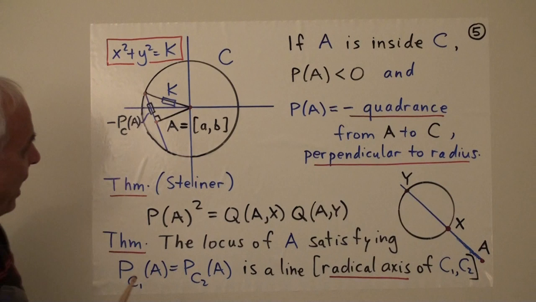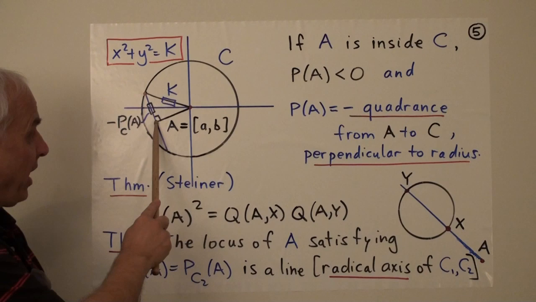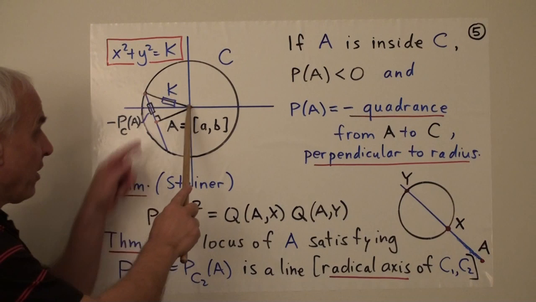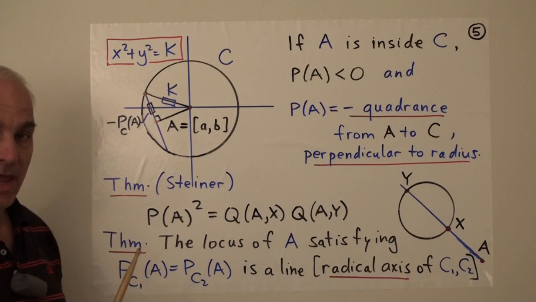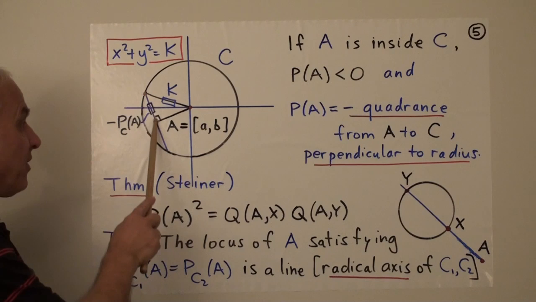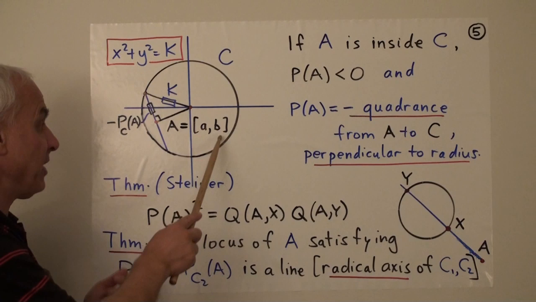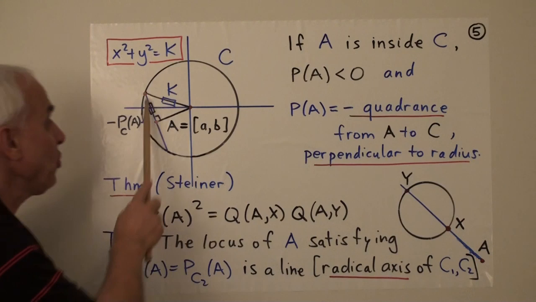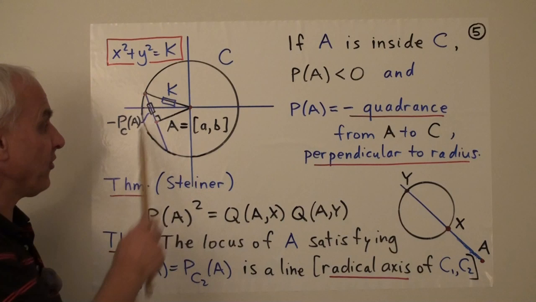And if we have a look at this right triangle here, formed by this radius to the point A, and a perpendicular line to the radius through A, meeting the circle at some other point there, then in this right triangle, this side has quadrance a squared plus b squared. This hypotenuse has quadrance k. So k minus a squared plus b squared will be this quadrance here. And that's negative the power. The power is a squared plus b squared minus k. This thing here is k minus a squared plus b squared. So we see that the P of A is the negative of the quadrance from the point A to the circle, where we're going perpendicular to the radius from the center to A.